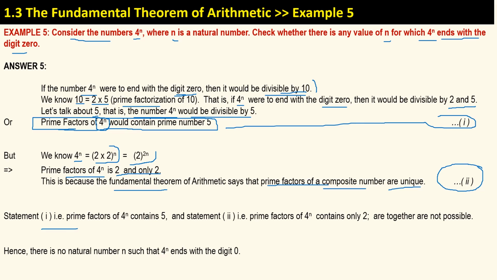So statement number 1 says that the prime factors of 4 raised to power n contain 5, but statement 2 says the prime factors of 4 raised to power n contain only 2. Now these two statements cannot be true simultaneously, so together they are not possible. Hence we can say that there is no natural number n such that 4 raised to power n ends with a digit 0.